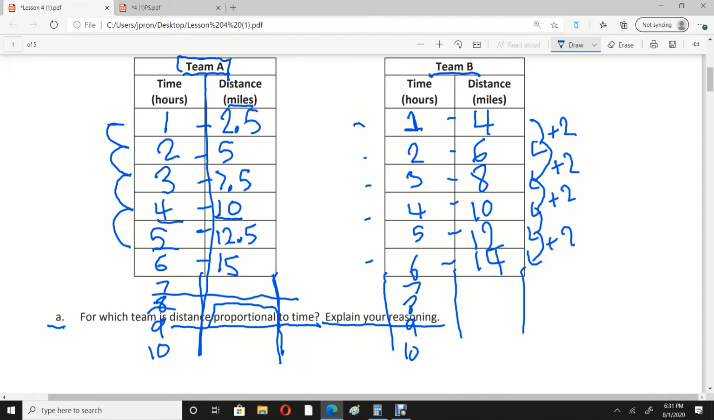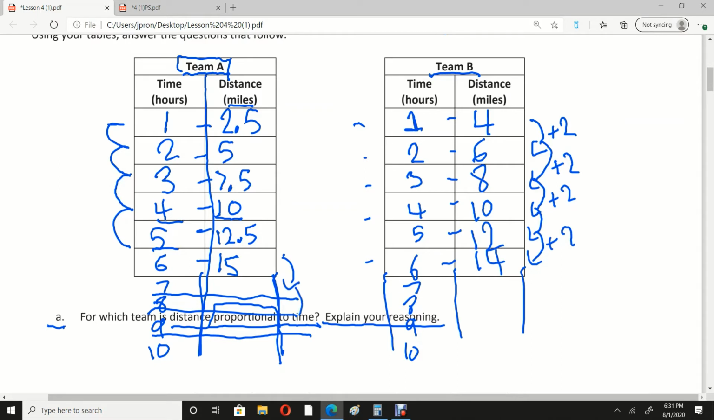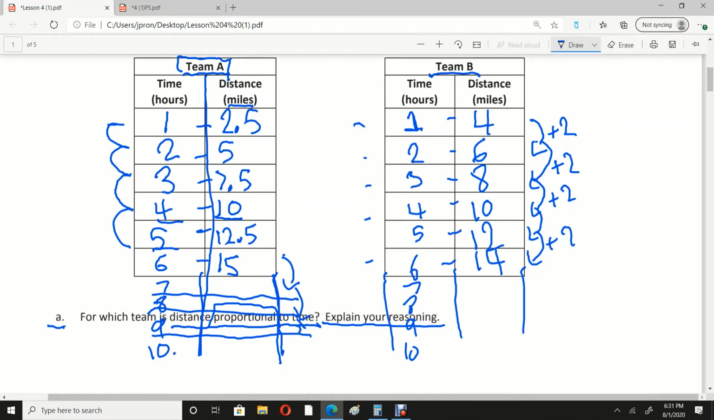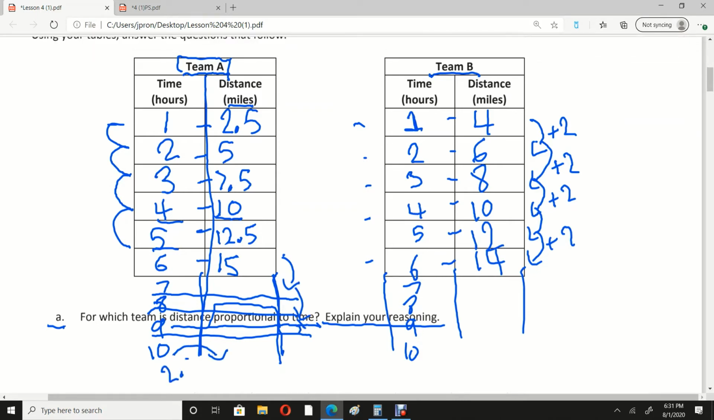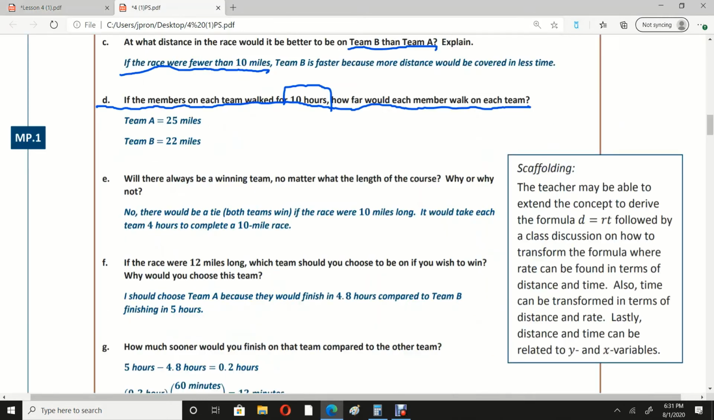So at 10 miles, we would just keep adding 2.5 as we would go down, or we could just multiply 10 by 2.5 since that worked up here. So we multiply 10 times 2.5 to get 25 miles for team A. And then for B, you can just kind of keep going up by 2. So 16, 18, 20, 22. Right? Is that correct? Yes. Good. Okay. Very good. And that is a sufficient answer.